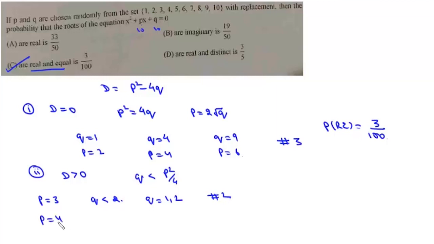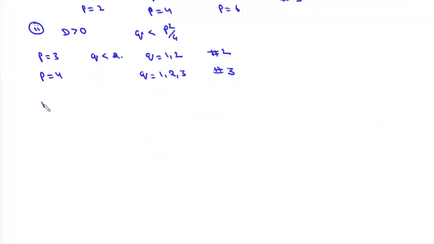Now if P is 4, 16 by 4 is 4. So Q can take the values 1, 2 and 3. So there will be 3 cases here. If we take P as 5, 25 divided by 4 will be 6 point something. So Q can take the values from 1 to 6. So we have 6 cases.